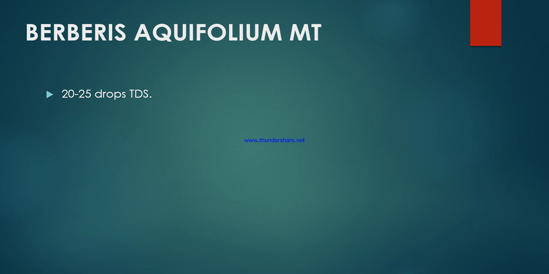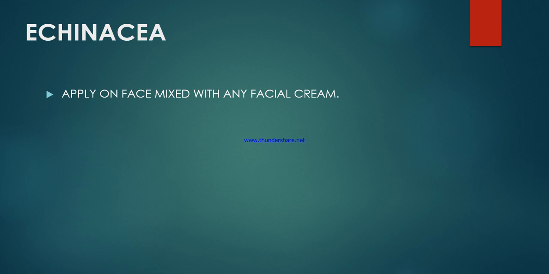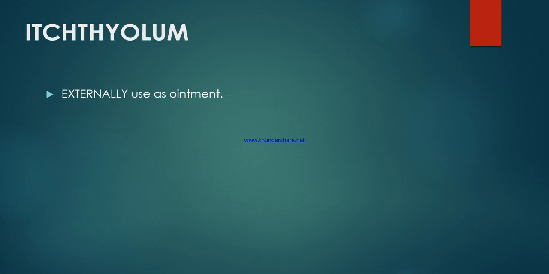There are also some mother tinctures, for example Berberis aquifolium mother tincture. It is very often used in acne, and it also helps in clearing the complexion of females. With 20 to 25 drops 3 times a day, there will be a very fair complexion in the female, and it is very useful in acne also. Echinacea is a very good medicine when there is a problem with the blood, and because of that problem the female or male gets so much acne, pimples, then it can be used. Ichthyolum is also used externally as an ointment.